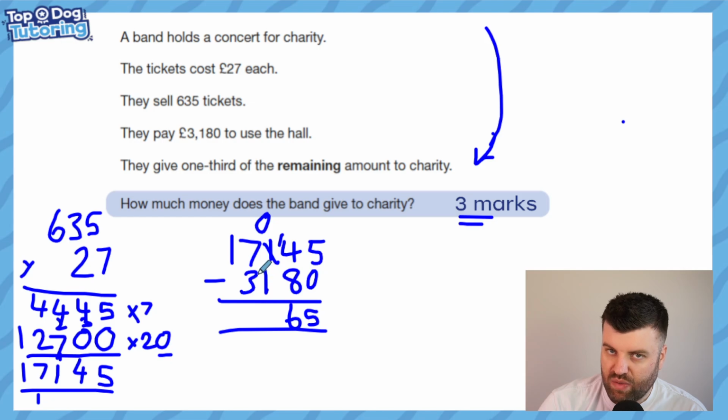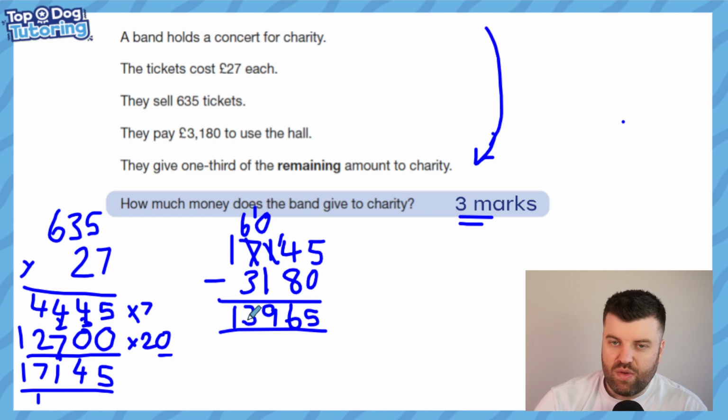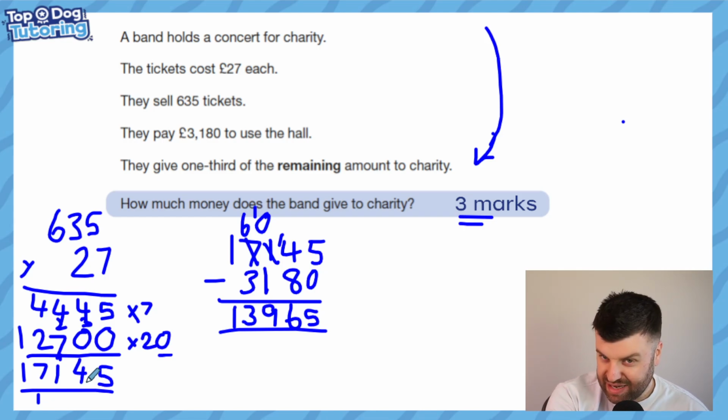Again, 0 take away 1. We don't want to go into any negatives. So we're going to take from this column. We've got 10 take away 1 is 9. 6 take away 3 is 3. And the 1 drops down. We're now on 13,965. In a normal question, that's 2 marks. We might be thinking we're done now. But this is not. This is a bumper 3-mark question.